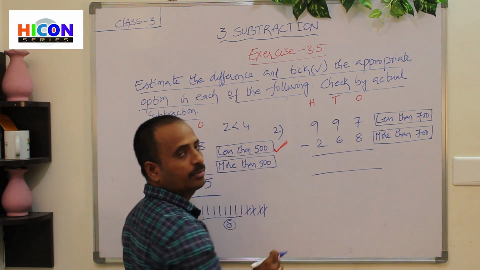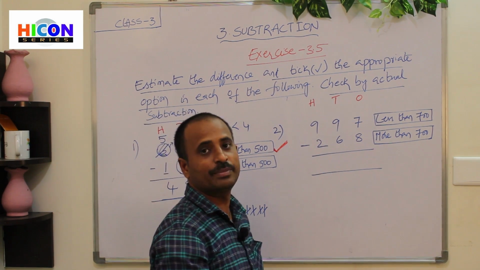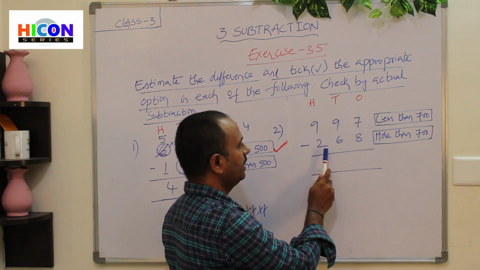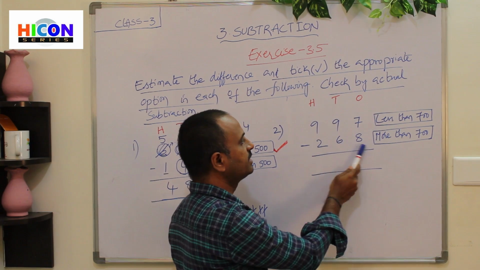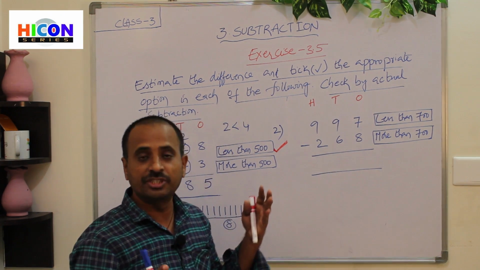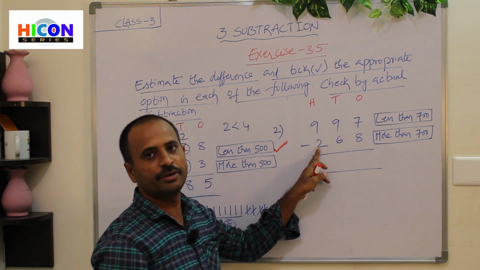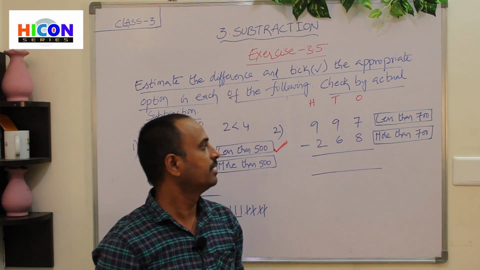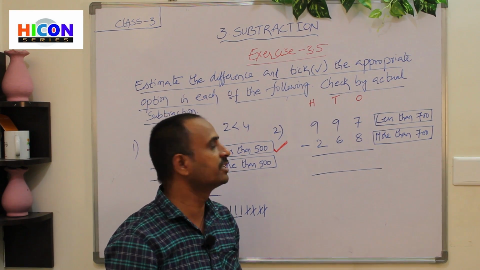So what is the second problem here? They have given two numbers in this problem. That is 997 and the second number is 268. Now we have to estimate the difference of these two numbers, whether it is less than 700 or more than 700.